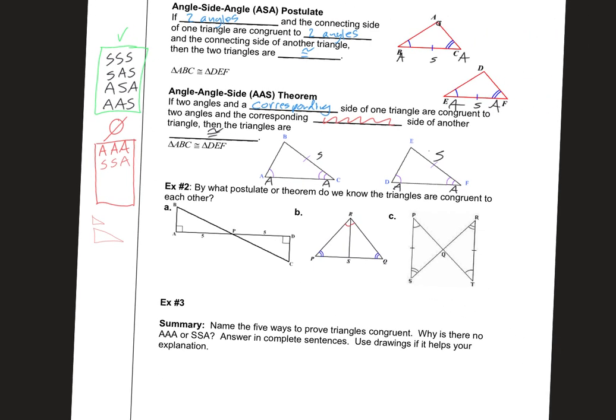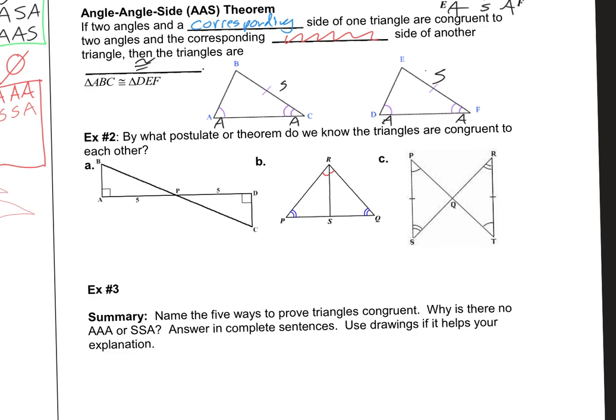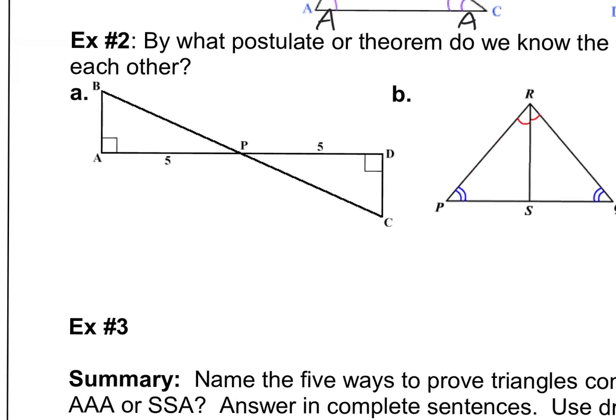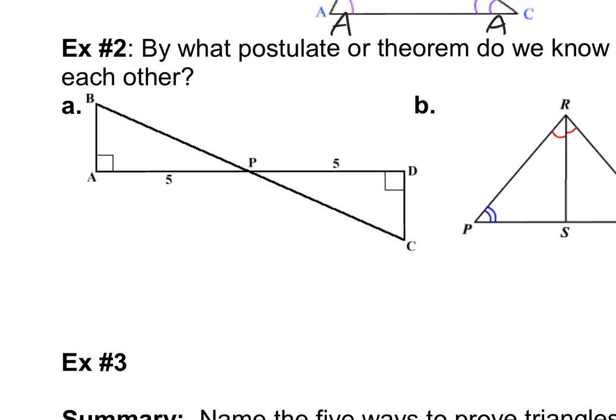Let's put this into practice again. Let's take a look at, again, they want us to figure out what theorem or postulate, like how do we know these things are congruent? So let's take a look at example 2a here. And I think that you guys are catching on with what we can do here. I'm not going to do the whole proofs again, we'll do more of that later, but what do we know? Let's take a look.